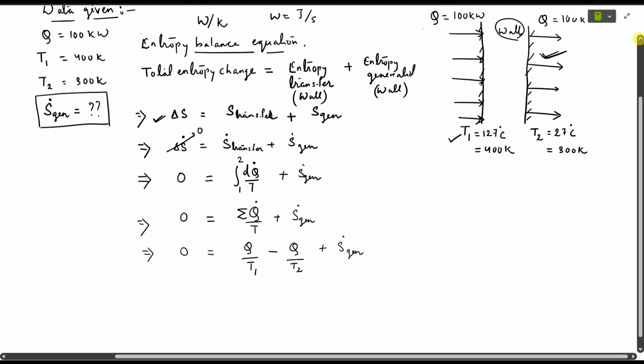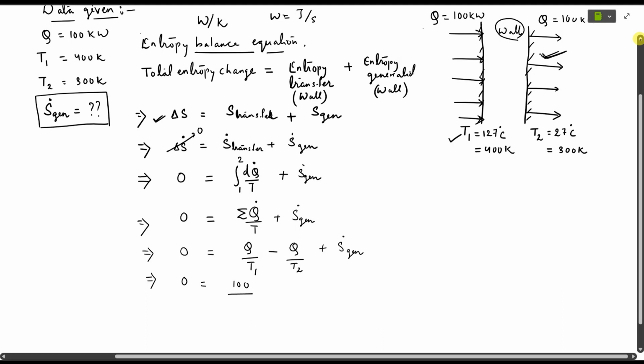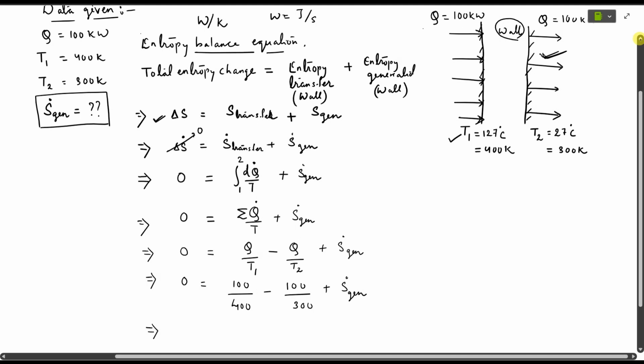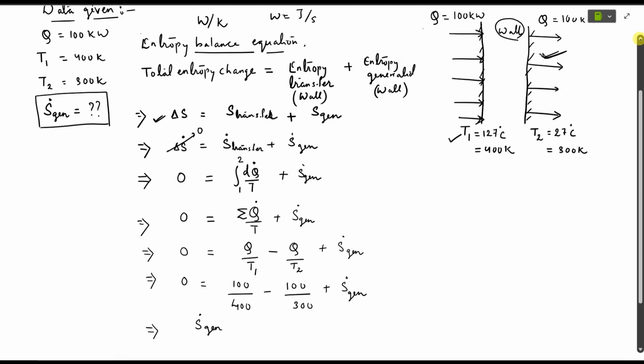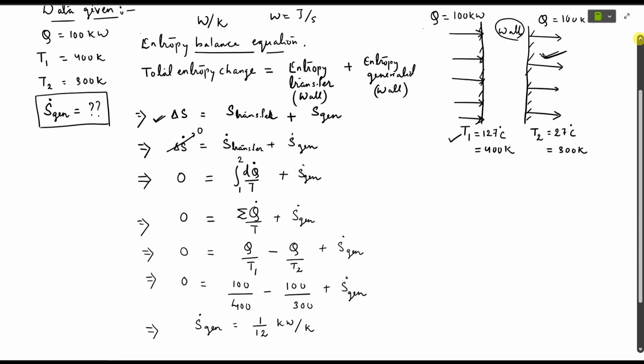Now let's substitute all the magnitudes here. 0 equal to q, which is given as 100, by T1, that is 400, minus again Q, that is 100, by T2, that is 300, plus S dot generation. If you solve this expression, you get S dot generation as 1 by 12 kilowatt per Kelvin. But in the question, it is mentioned to calculate the entropy generated due to heat transfer through the wall in watt per Kelvin.